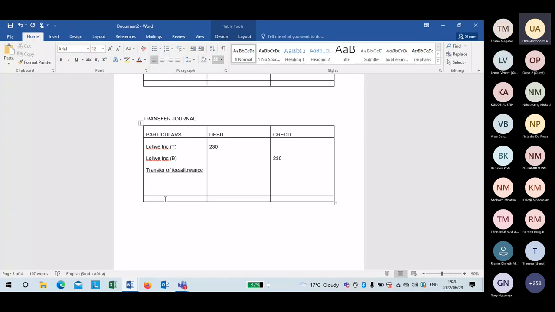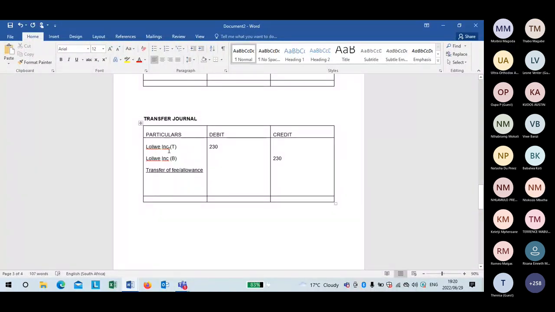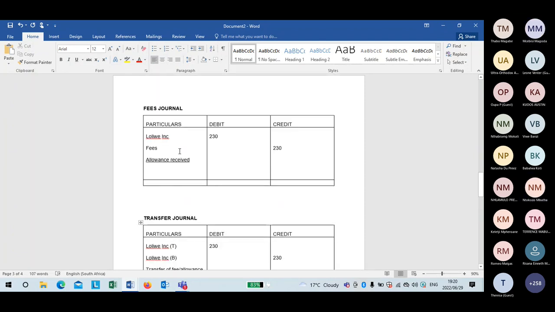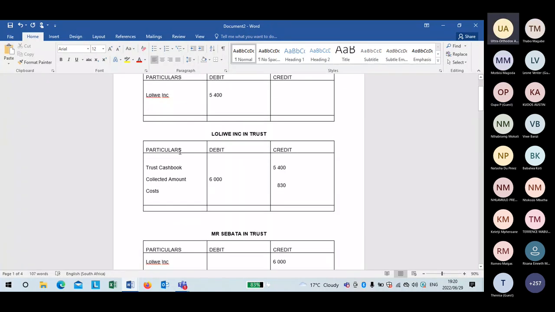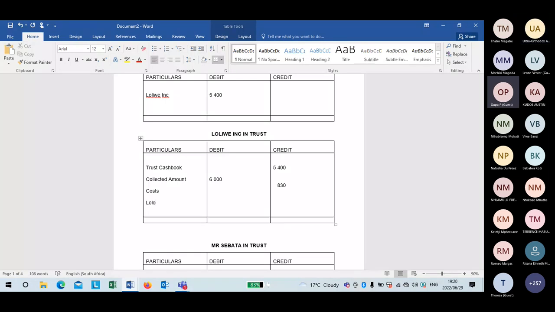We've just made use of a journal. Do you see? Yes, sir. Where do we go? Post to ledgers. Lollyware Inc. in trust, what are we going to do? We will debit Lollyware Inc. in trust. Our narration will be Lollyware Inc. in business. How much are we debiting? 230.